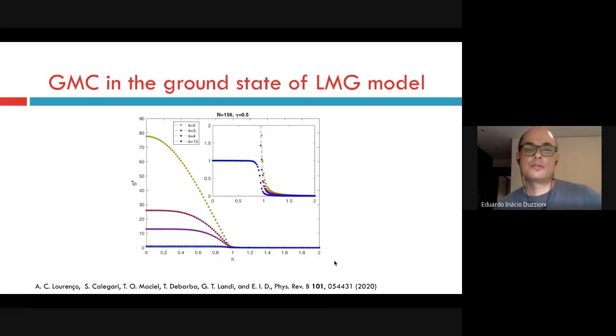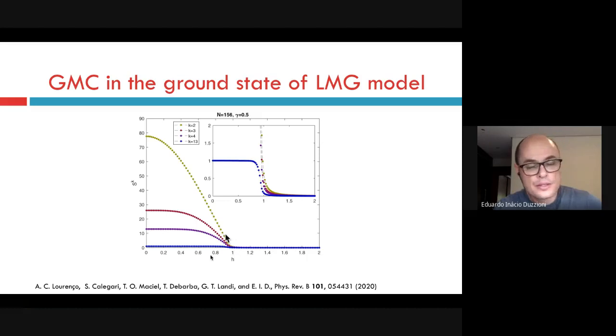When we analyze the ground state of this Hamiltonian, we first find the ground state, and then we calculate the genuine multipartite correlations for this ground state. In this picture I show the genuine multipartite correlations of order k equals 2. We observe that if the parameter that controls the intensity of the external magnetic field is a small value, the system is quite correlated. But as I increase the value of H, the system becomes less correlated, so that after H equals 1, there is no correlation.